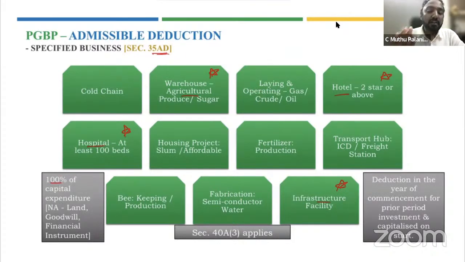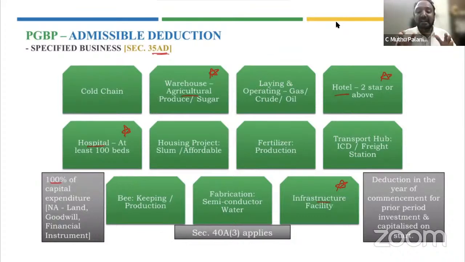What are the assets on which I cannot claim? In scientific research, own business, land alone is not covered. In in-house research and development, land and building is not allowed. Now, in specified business under section 35AD, land, goodwill, and financial instrument, all these three are not allowed.